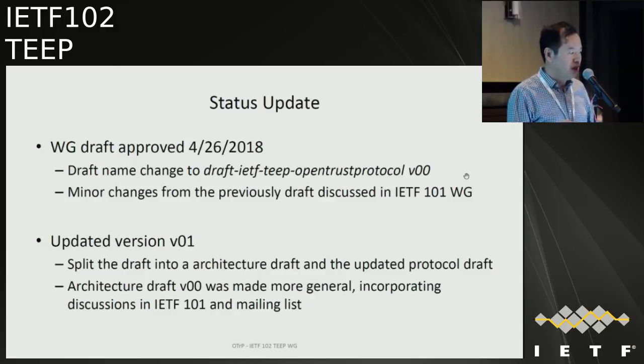So we had a draft approved by the work group in March, then officially in April, with minor changes: the draft name changed to the work group name, and a few comments. Then we made a version 1.0. That is when we produced the architecture document, and then we made a change. We took out some content from the protocol document that was too architecture oriented, and we try to avoid overlapping there. The architecture documents are also a little more general than the original OTrP, so we updated for that.